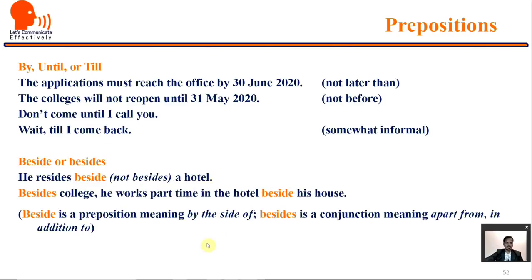Beside or besides, again more confusing. He resides beside a hotel, not besides. Besides college, he works part-time in the hotel beside his house. So here beside is a preposition meaning by the side of, whereas besides is a conjunction meaning apart from, in addition to, or along with.